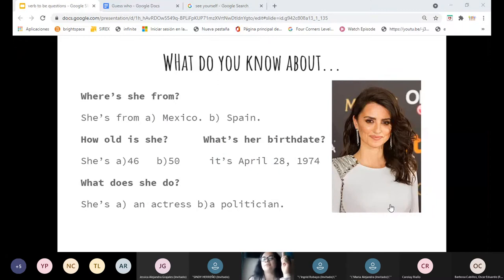¿Algún voluntario que nos quiera decir birth date in English? Does anybody remember how to mention the birth date in English? It's April 28, 1974. Okay, but remember, no April. What's the pronunciation of that month in English, guys? April. Good. April. All right.